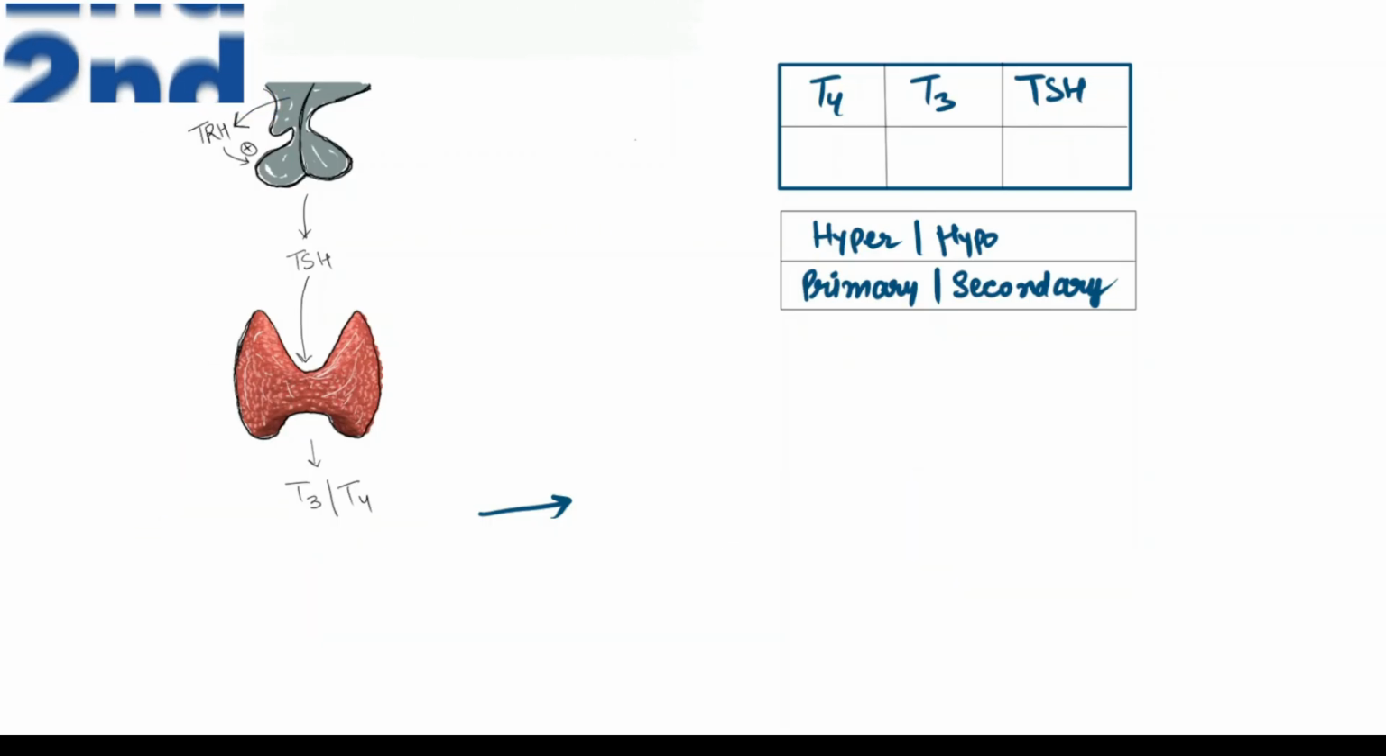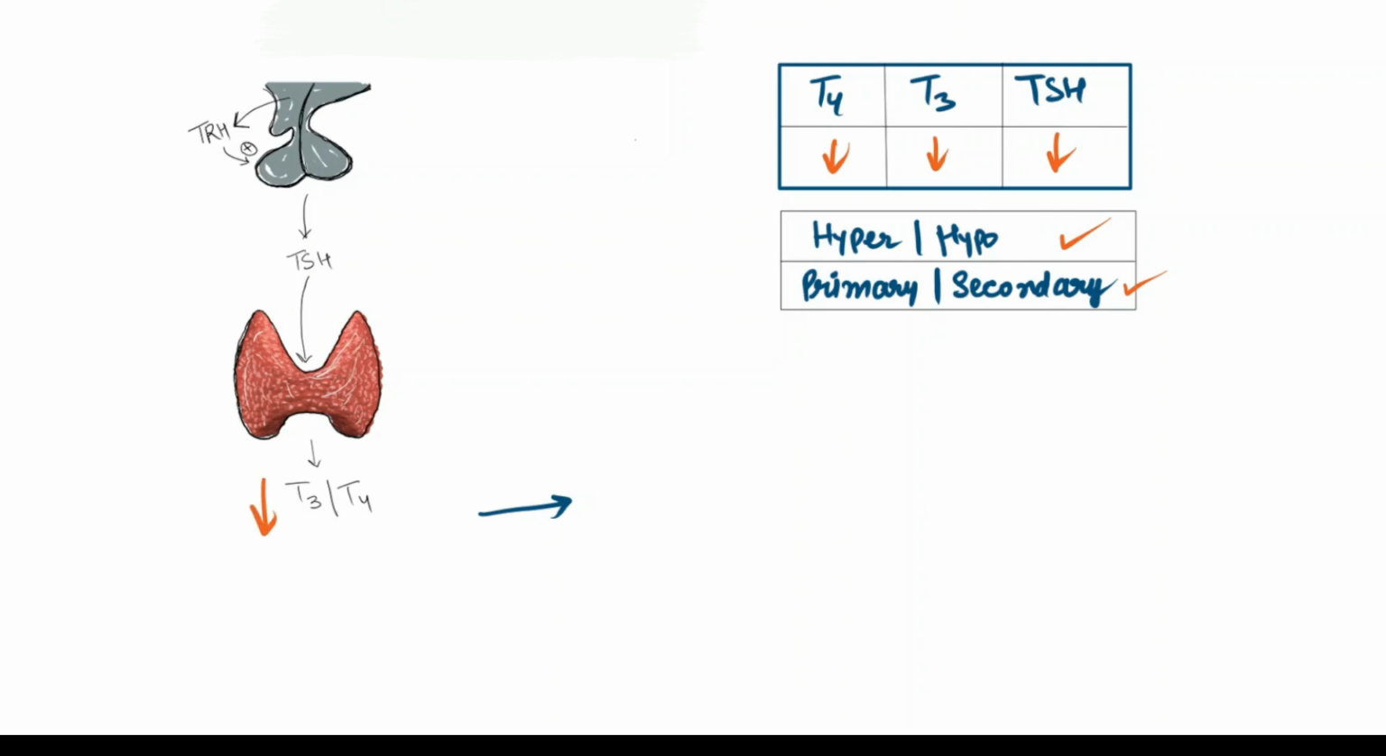And now in the second case, the TSH level is low, T3 level is low, and T4 level is low. So similarly, we have to answer whether it is hyper or hypothyroidism, and whether this condition is a primary or secondary hyper or hypothyroidism. As in this case, there is a decreased level of T3 and T4. This is definitely a case of hypothyroidism. And we have to answer the second question, that is whether it is a primary or secondary case, as there is a decreased level of TSH also.